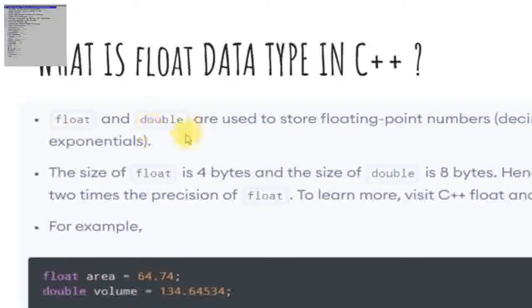So float and double are the keywords that are used to store floating point numbers, which are decimals and exponentials. Again, the size of this float data type is 4 bytes and the size for double type is 8 bytes.